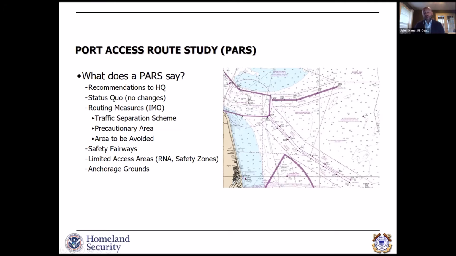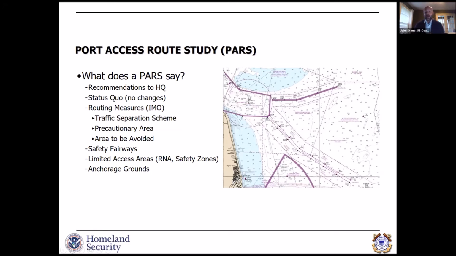But it could also recommend a couple other items. It could recommend a specific routing measure that has an international requirement, like a traffic separation scheme, a precautionary area, or an area to be avoided, just a couple of examples here. And if that's the case, we also need to, in addition to any domestic regulatory work that we would need to do, go present at the international level at the IMO for adoption internationally.